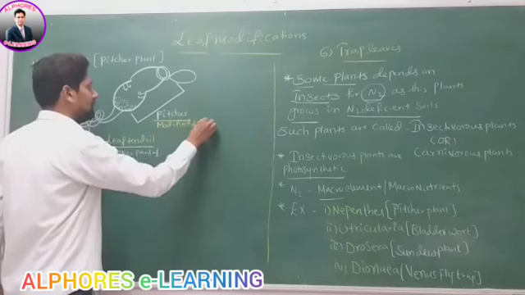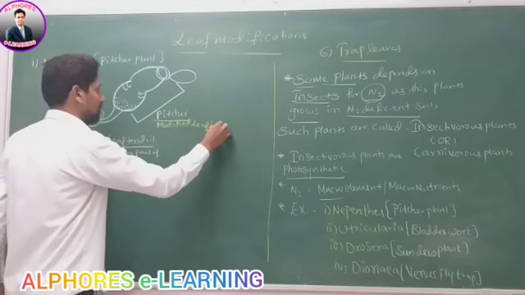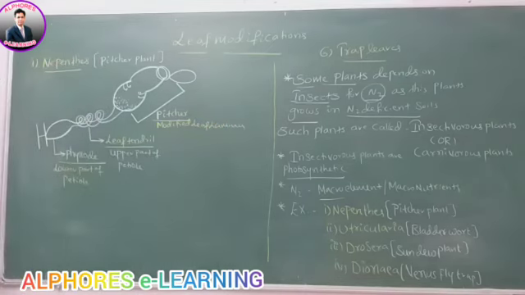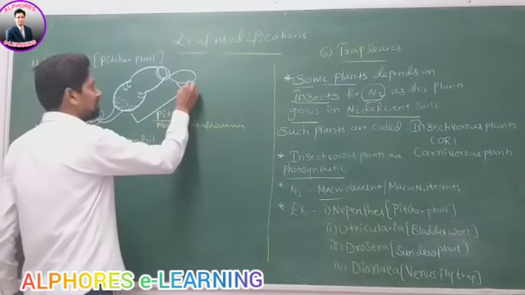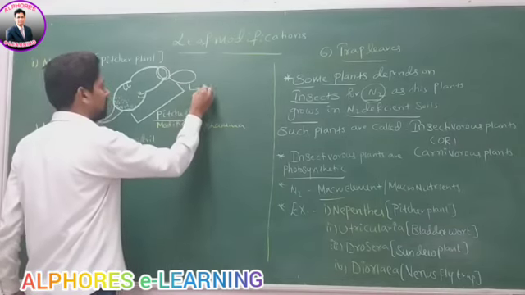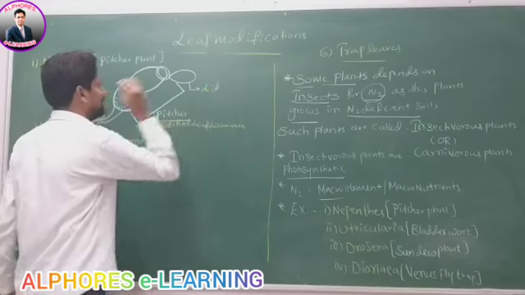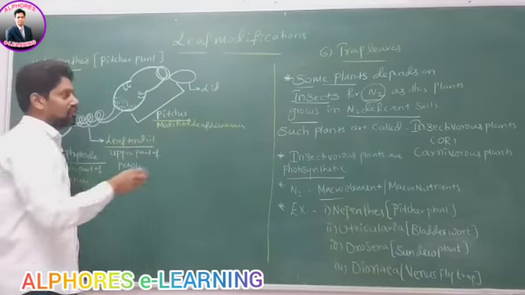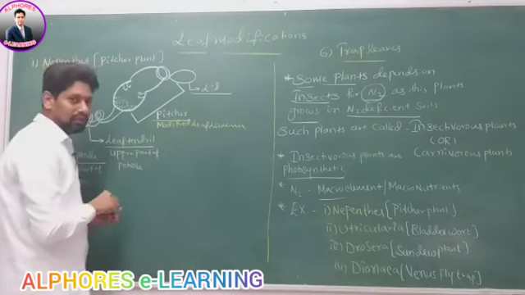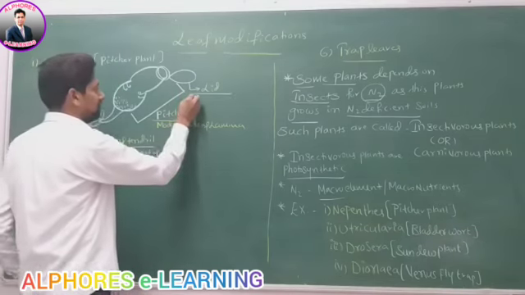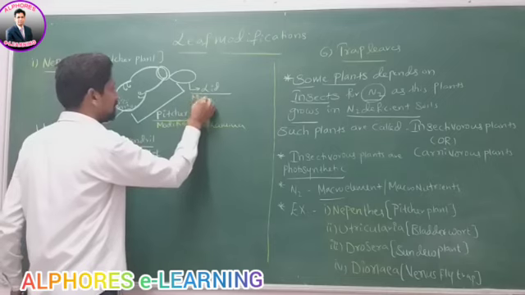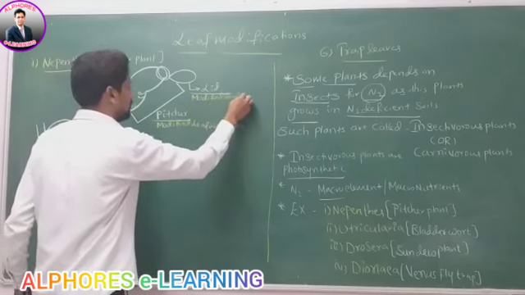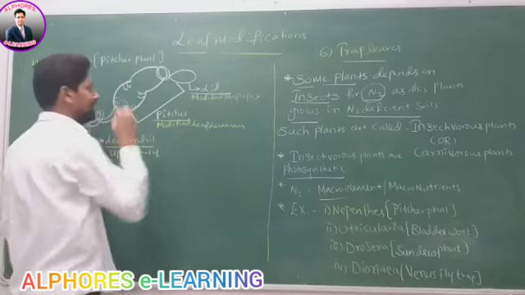Modified leaf lamina. Now, what is this called? This is called the lid. L-I-D, lid. Where is this lid formed from? This lid is nothing but a modified leaf apex. Lid is nothing but a modified leaf apex.